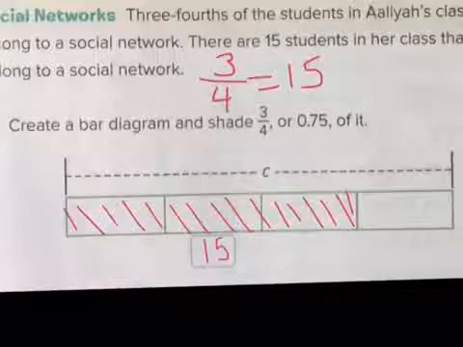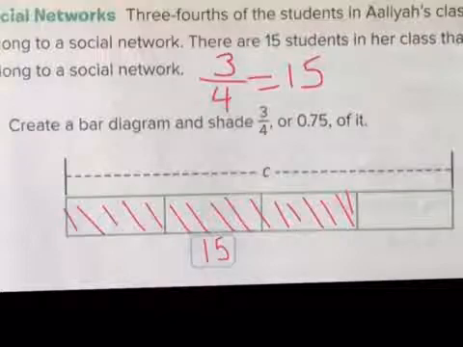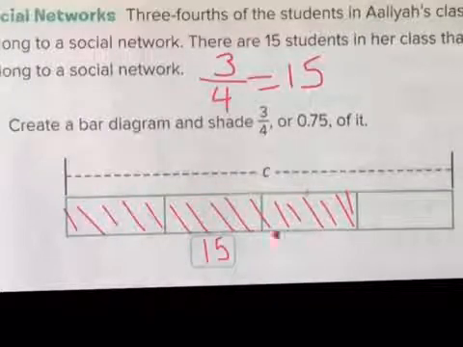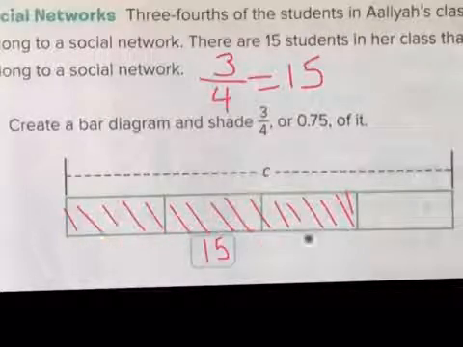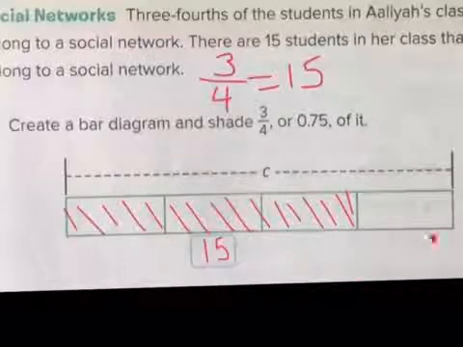3/4 is 15. This is where you want to start thinking, well, what's the value of 1? If 3 of them are 15, what's the value of 1? Well, what number can you multiply 3 times so that you get 15? 5, right? So if this is 5, this would be 10 right here, and this would be 15. What's the value of this one, if 1 is worth 5? So what's the entire number of students in the class? I think you figured it out already, right?